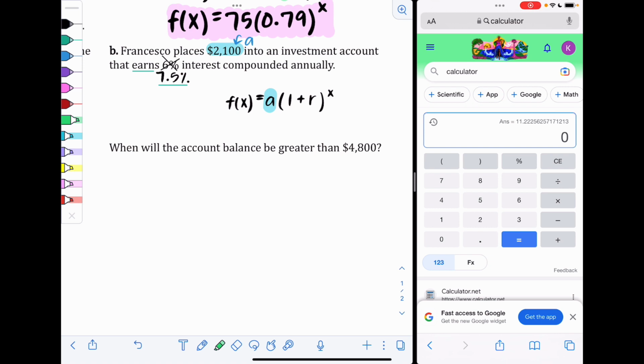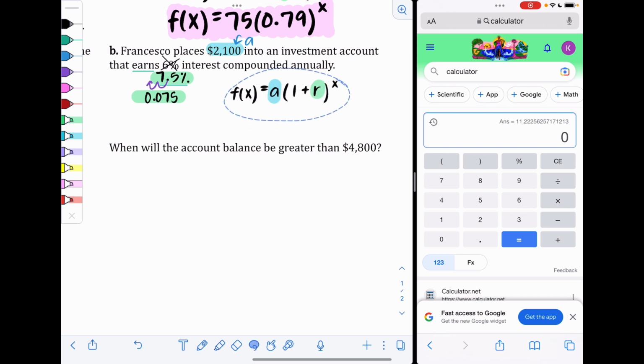So it says that it earns 7.5% interest, and this is what I was saying where, yes, this has a decimal in it, but because it ends in a percent sign, it's in percent form. So to change it from percent to a decimal, I either do 7.5 divided by 100, or I just move the decimal place twice to the left, so that'd be 0.075. And then that's what we have to put in for r, so it's really important to remember to always change it to decimal form before putting it in the function.